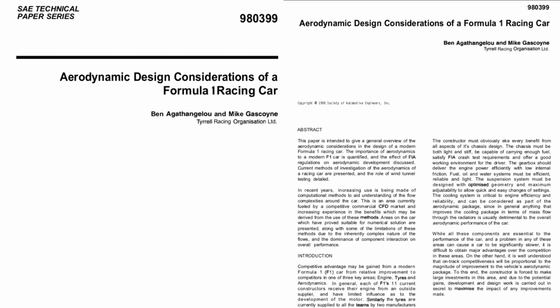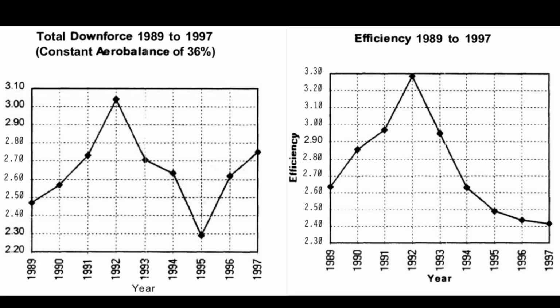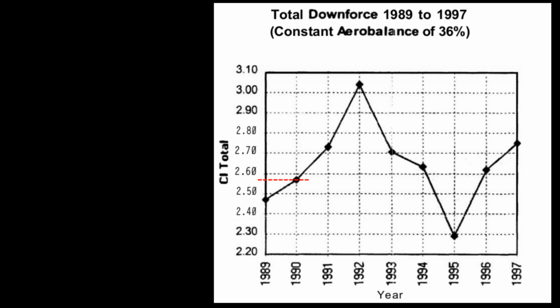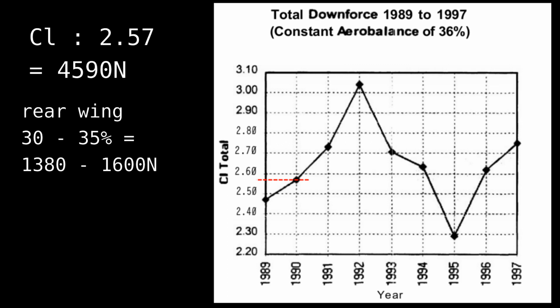The particularly valuable part of this paper is the lift and efficiency graphs from the years 1989 to 1997. I'm guessing the lift numbers are from the highest that were achieved for the car over that year. So a lift coefficient of 2.57 for 1990 means a total lift at 45 meters per second is 4,590 newtons. If the rear wing, as stated, is between 30 and 35% of downforce, it would result in a maximum rear wing lift of negative 1600 newtons.